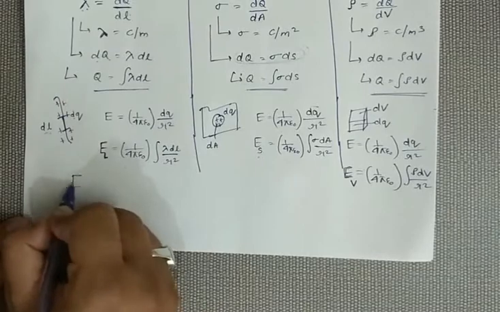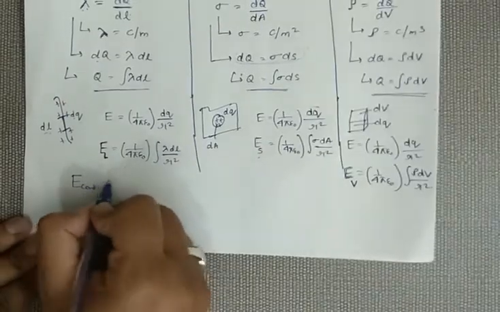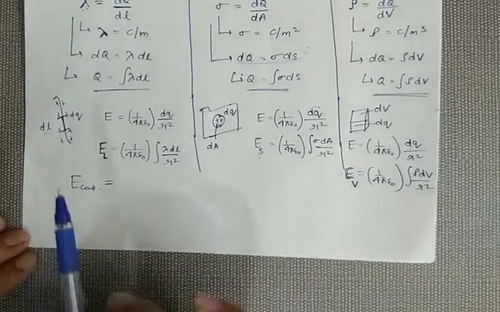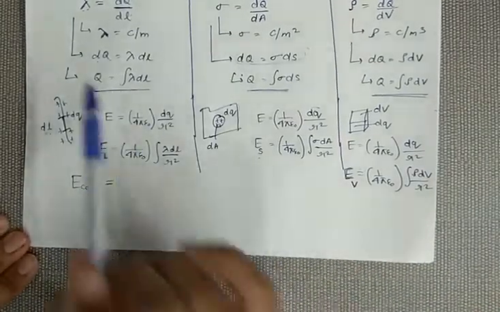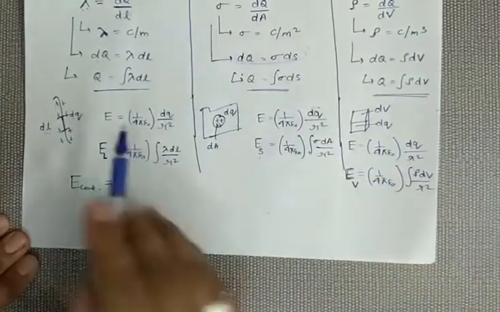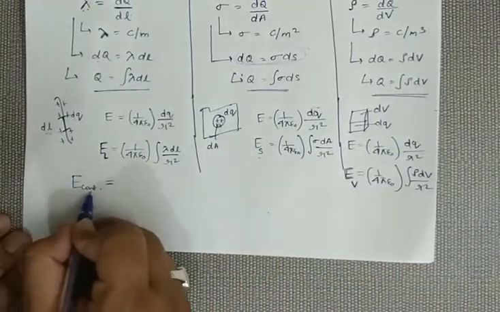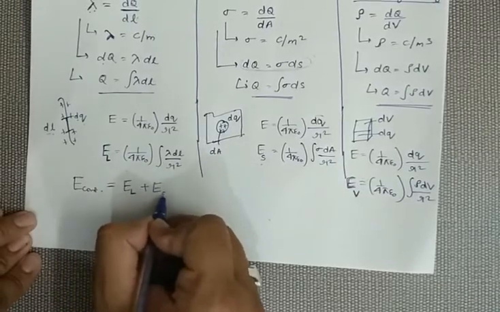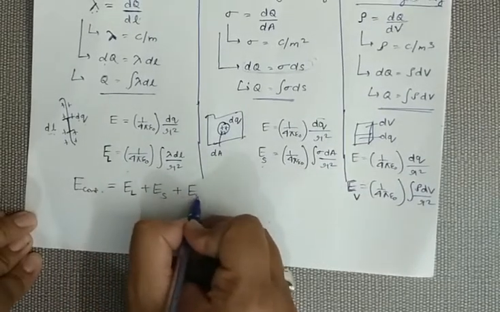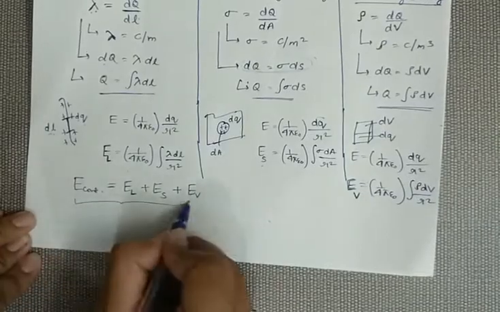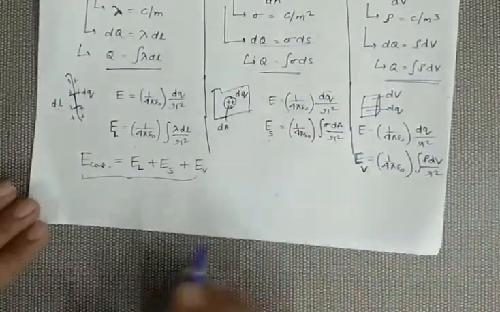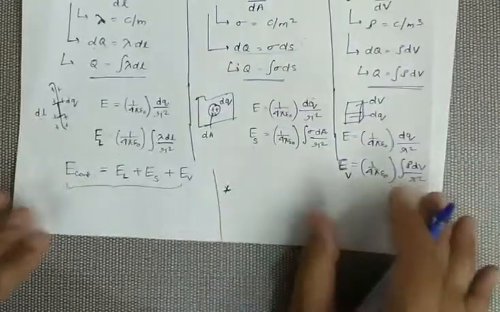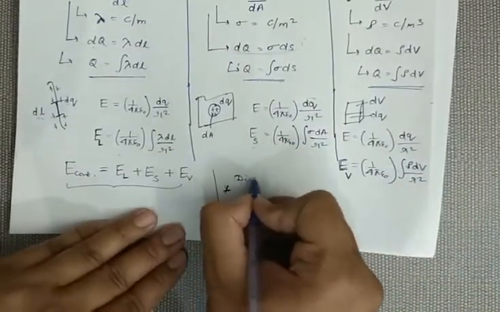So, the total electric field due to continuous charge distribution. Remember, we are talking about continuous charge distribution. There are three types: linear, surface and volume. On adding all these three, we get the total electric field: electric field due to linear, electric field due to surface and electric field due to volume. So on adding all these three quantities, we will obtain the total continuous electric field. And one more important point, we must know about the discrete also.